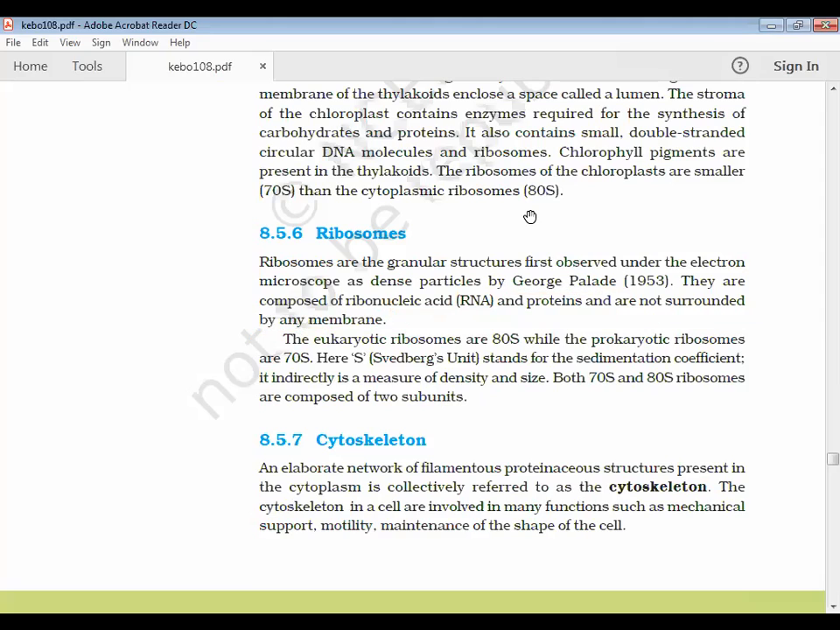The eukaryotic ribosomes are 80S, while the prokaryotic ribosomes are 70S. Here the S is Svedberg's unit. It stands for the sedimentation coefficient. It indirectly is a measure of density and size. Both 70S and 80S ribosomes are composed of two subunits.